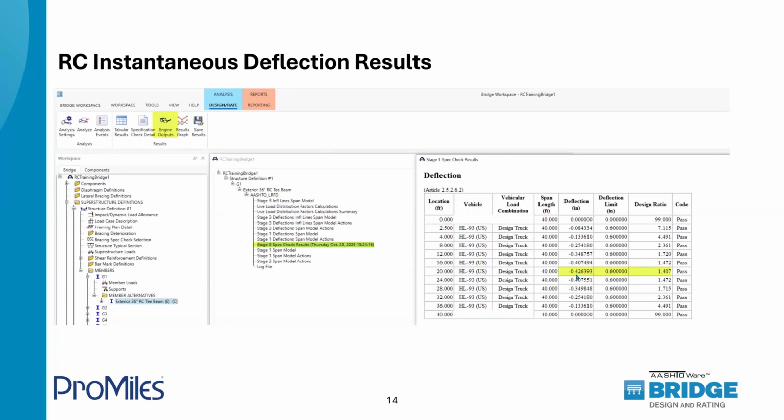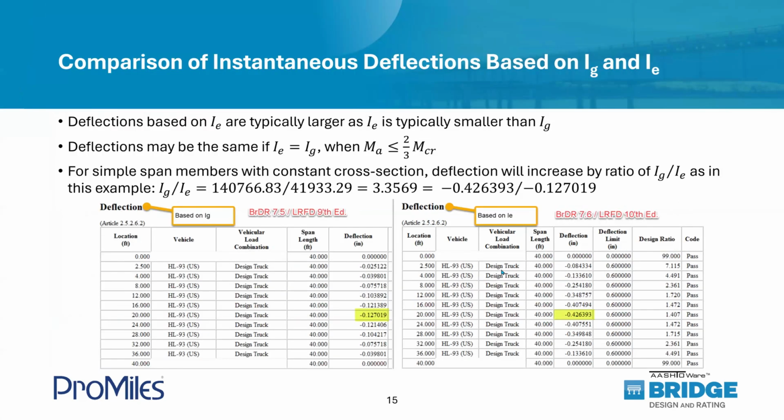So again, then we list these deflections here in spec check results, the 0.4 that I mentioned before, 0.6, and then we calculate the ratio. So these are the instantaneous deflections due to live loads.